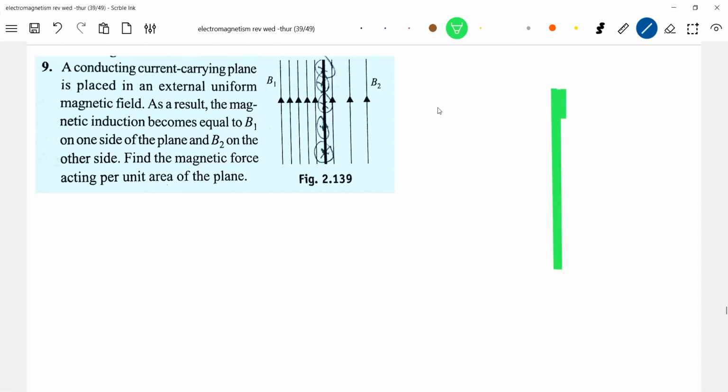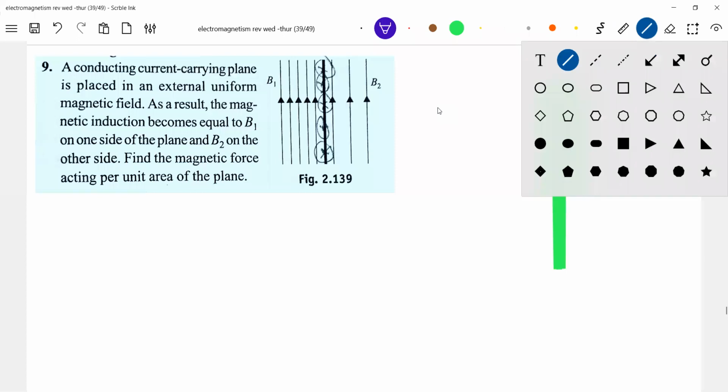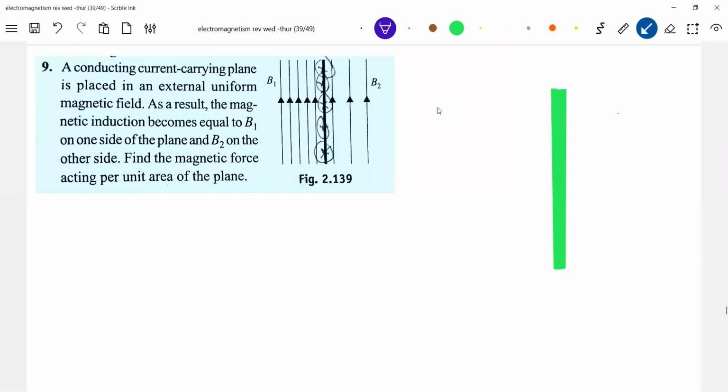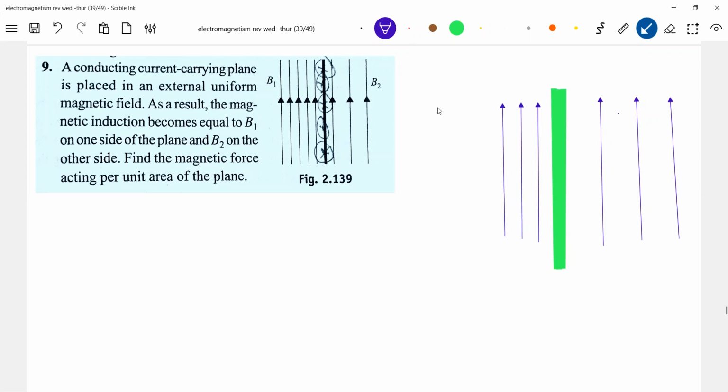So let me draw the diagram. So this is the conductor, a current carrying plane conductor. So the field on either side, magnetic pressure. We will discuss two problems, and I have brought two very good numericals. This is a very general one. The other one, due to rotating one, I will bring.